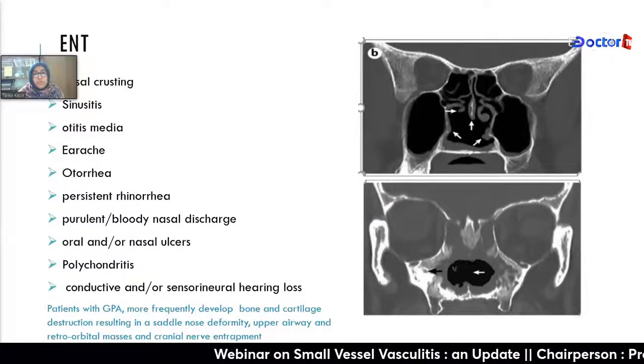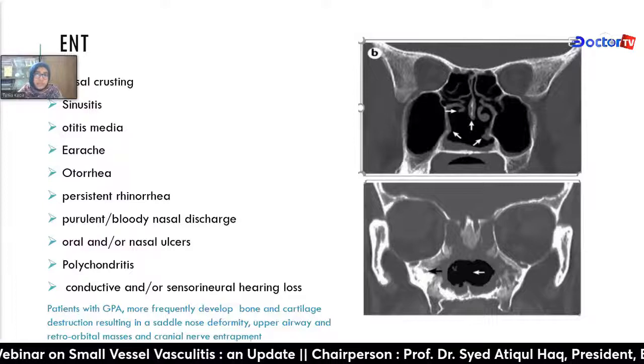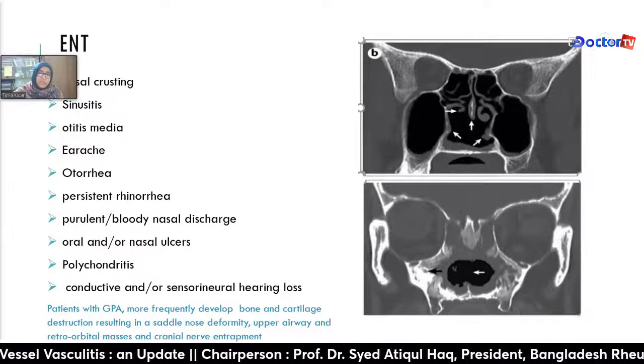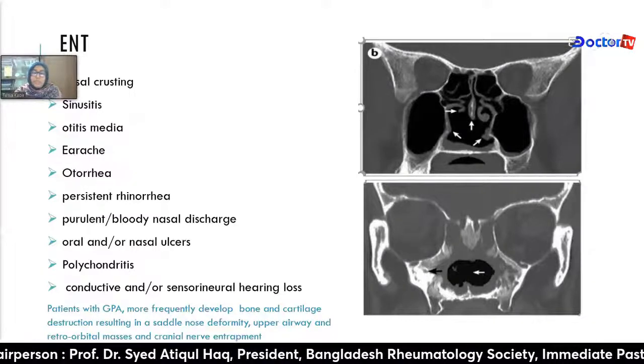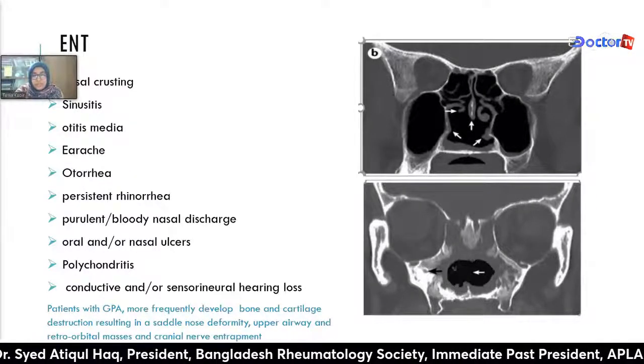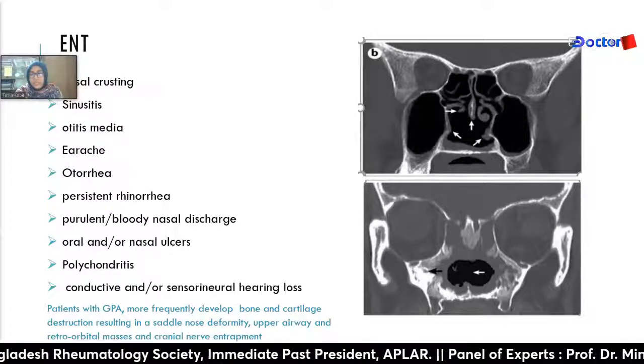Patients may present with some ENT manifestations like nasal crusting, sinusitis, otitis media, earache, otorrhea, persistent rhinorrhea, polychondritis, conductive and/or sensorineural hearing loss. Patients with GPA more frequently develop bone and cartilage destruction, resulting in a saddle nose deformity, upper airway and retro-orbital mass, and cranial nerve entrapment.